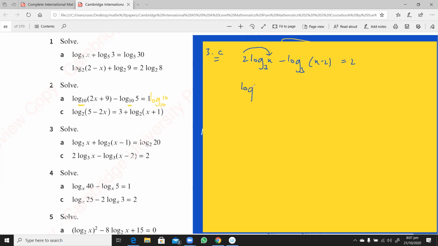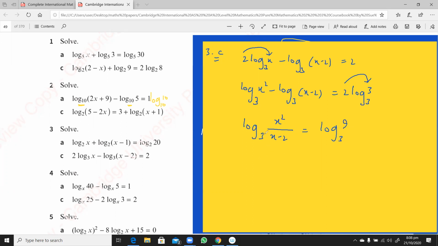So this would become log to the base 3 of x squared minus log to the base 3 of (x minus 2), and that is equal to 2. Now, I can write 2 as 2 log to the base 3 of 3 over here, so that all these terms have a logarithm with the base 3. Now this is going to be log to the base 3 of x squared over (x minus 2), with a minus between them. That is equal to log to the base 3 of 3 squared, which makes it 9.